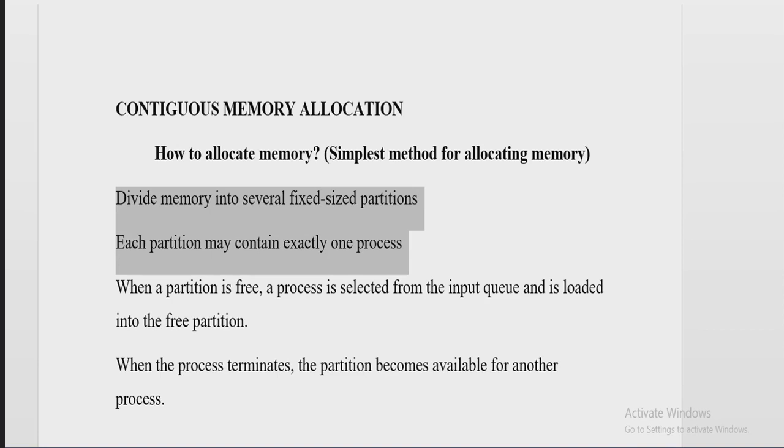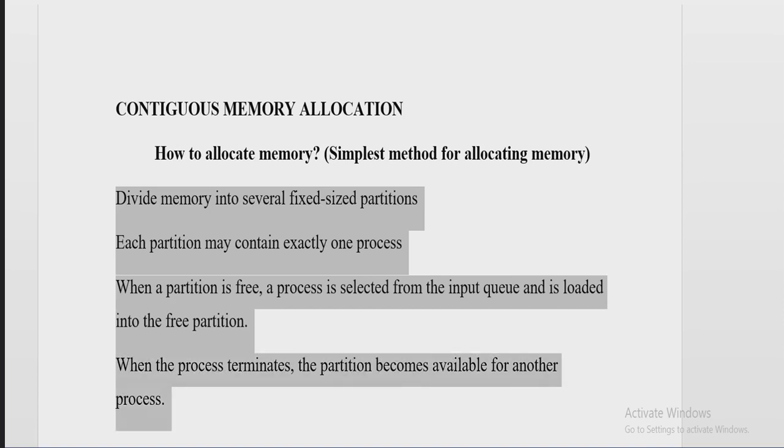Next, when a partition is free, a process is selected from the input queue. We know the processes that are waiting for execution are all placed in the input queue. So once the partition becomes free, a process can be selected from the input queue and loaded into that particular free partition. When that process terminates, the partition allocated for it will be free now, right? And that partition becomes available for another process which is waiting in the input queue.